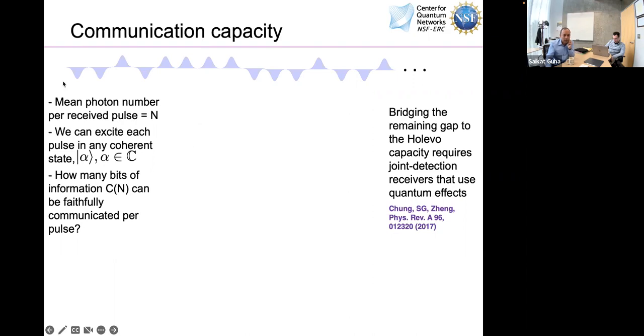But you can ask this question: let's say this is the kind of code word you are getting in a BPSK modulated signaling. Each of these pulses has a mean photon number of n, and you can excite them in any state you want. Your alpha can be either phase or amplitude modulation. Alpha can be a complex number.